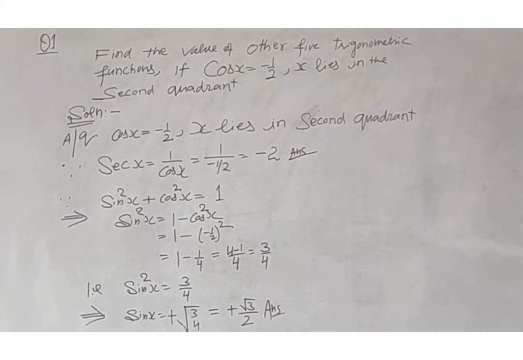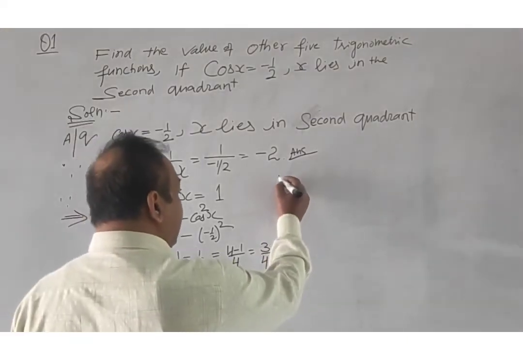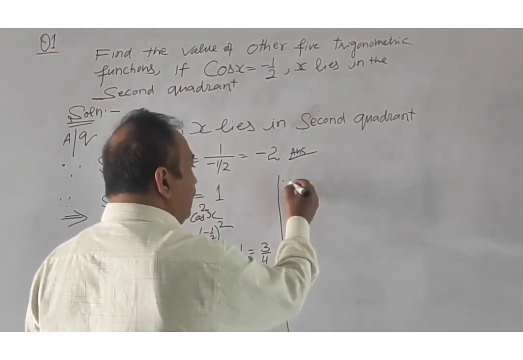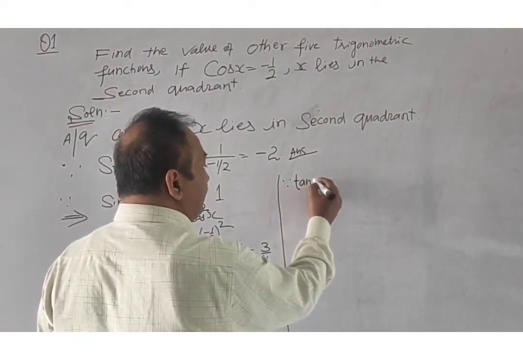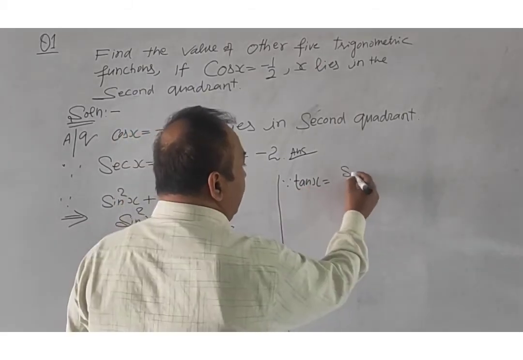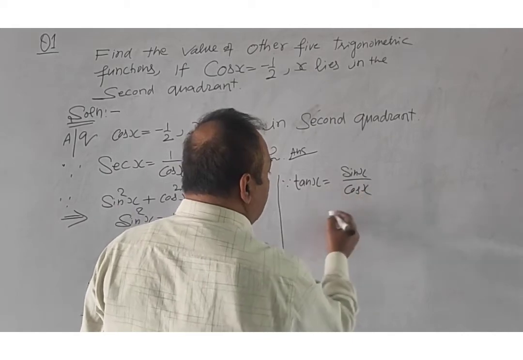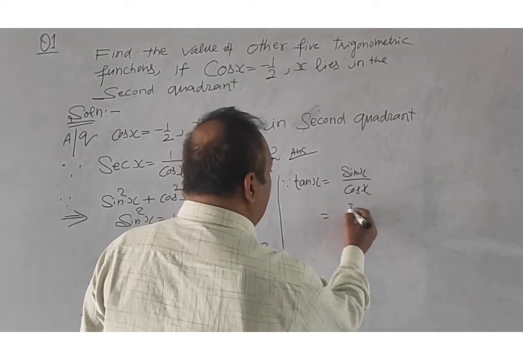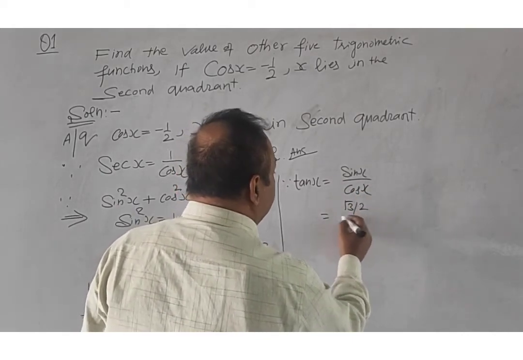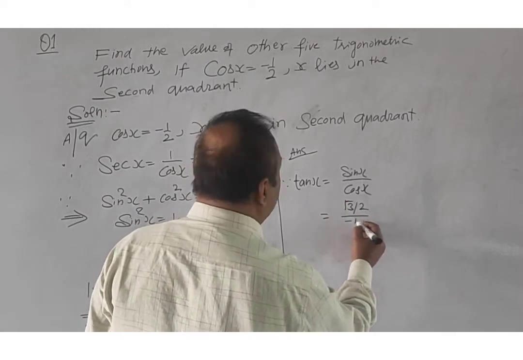Similarly, you can find the value of tan x, because tangent x is equal to sin x upon cos x. That is equal to under root 3 by 2 divided by minus 1 by 2.